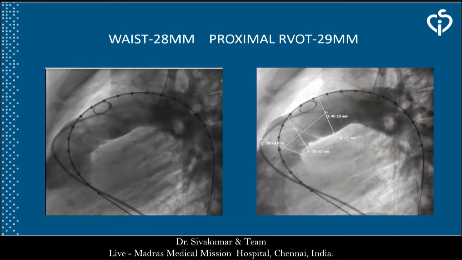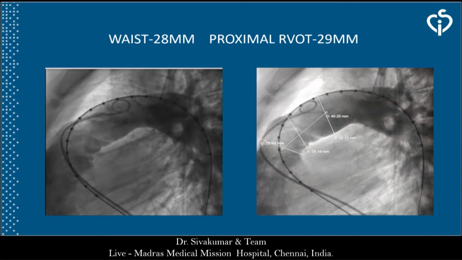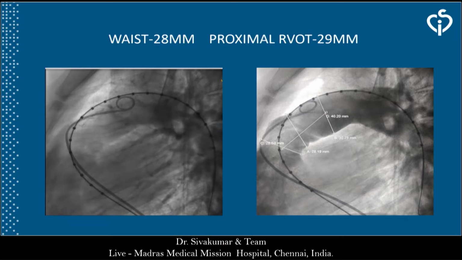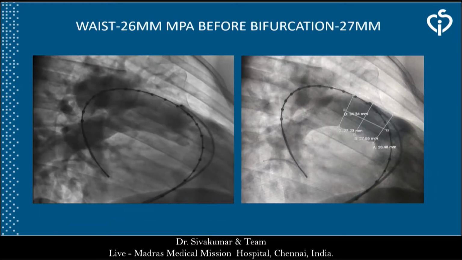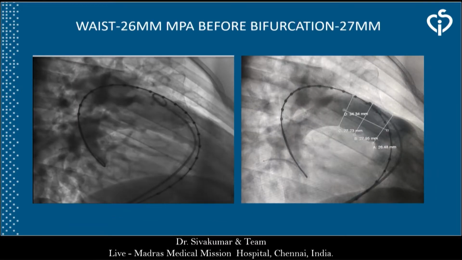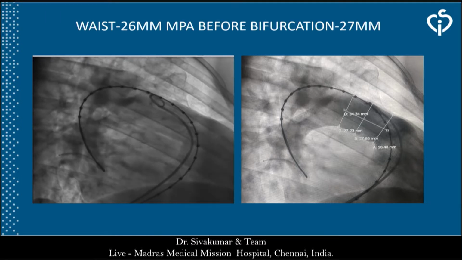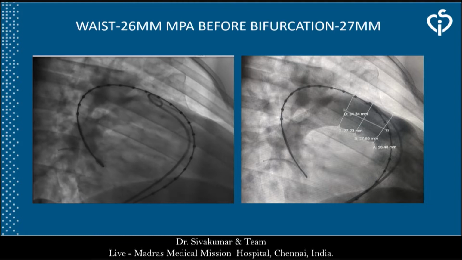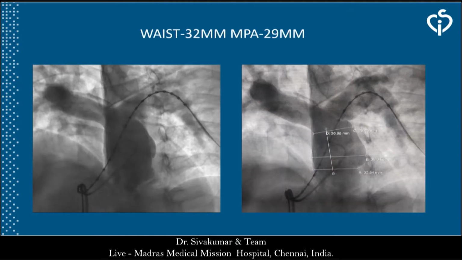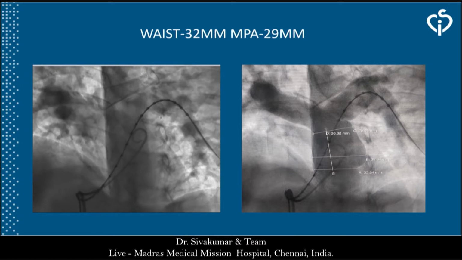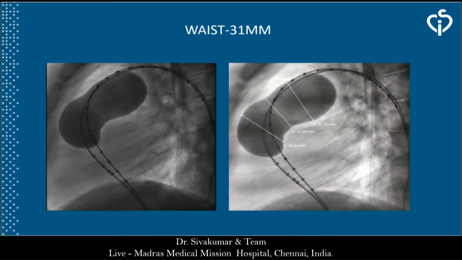This is the angiogram which is done in lateral view showing the waist of around 28 mm and proximal RVOT of 29 mm. The cranial view shows the waist of around 26 mm and MPA before bifurcation of 27 millimeters. The same with cranial, we got a waist of around 32 millimeters and MPA measuring around 29 millimeters.